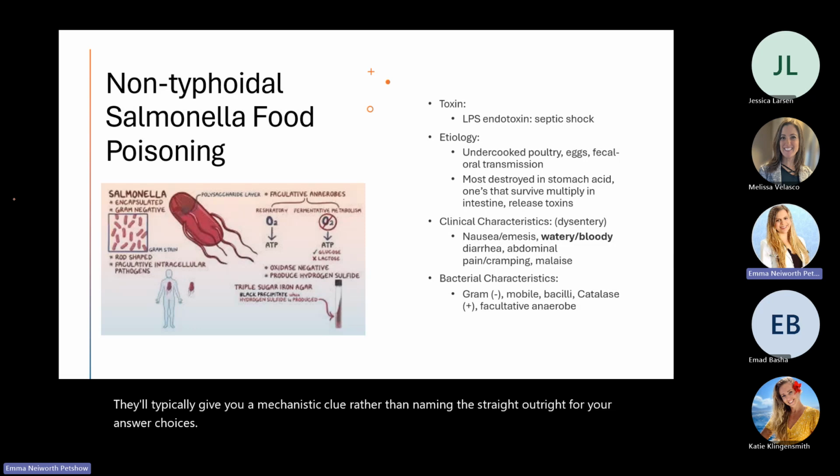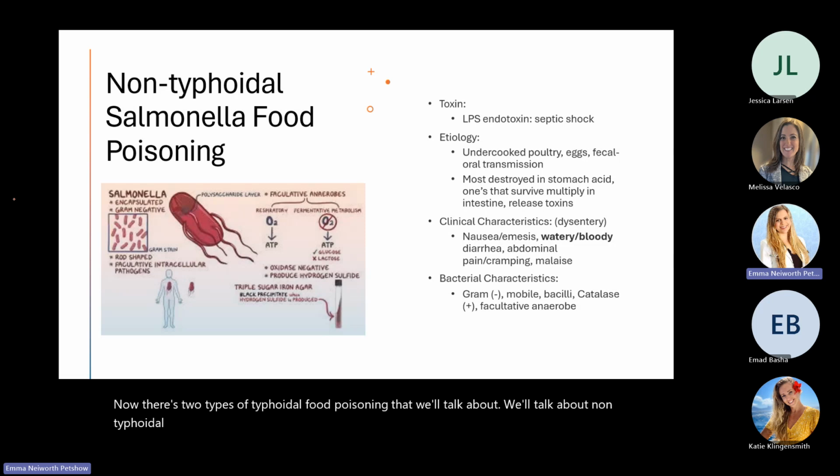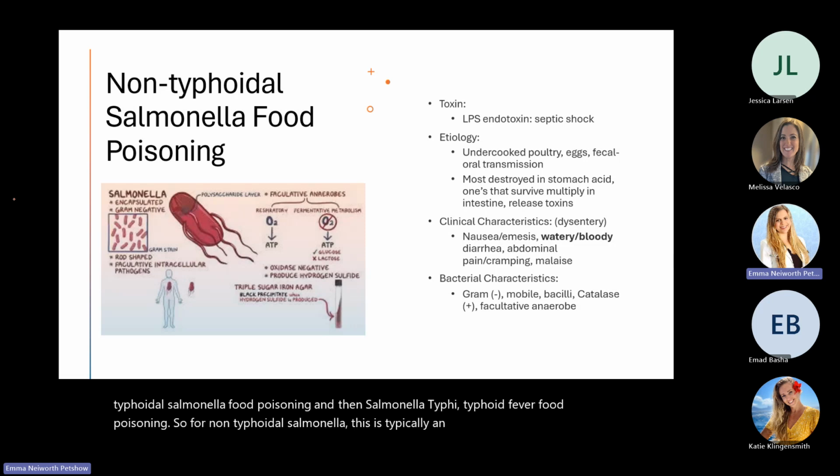Now, there's two types of salmonella food poisoning that we'll talk about. We'll talk about non-typhoidal salmonella food poisoning, and then salmonella typhi, typhoid fever food poisoning. So for non-typhoidal salmonella, this is typically an inflammatory diarrhea, often associated with undercooked poultry, eggs, or reptile exposure. That's the weird one. So for me, anything weird on NPLEX, I'm putting together in my brain, often with fever. It invades the intestinal epithelial cells. So again, it's invasive. It survives inside of macrophages.